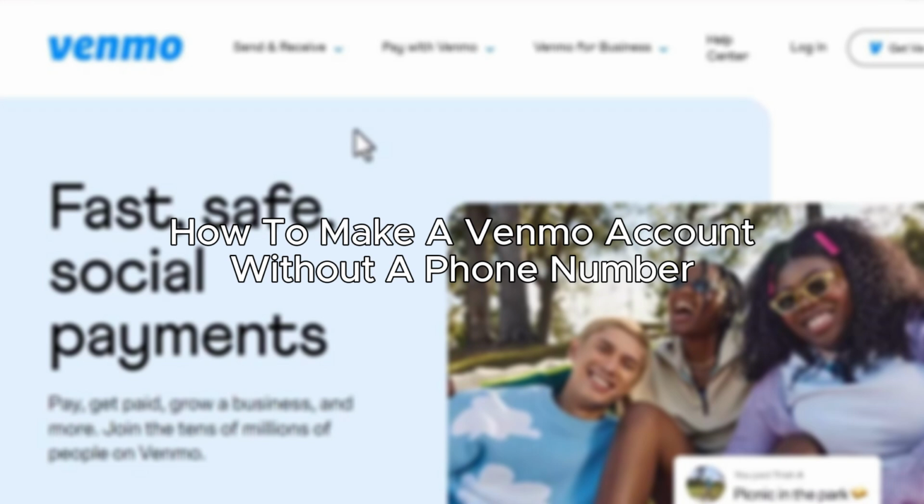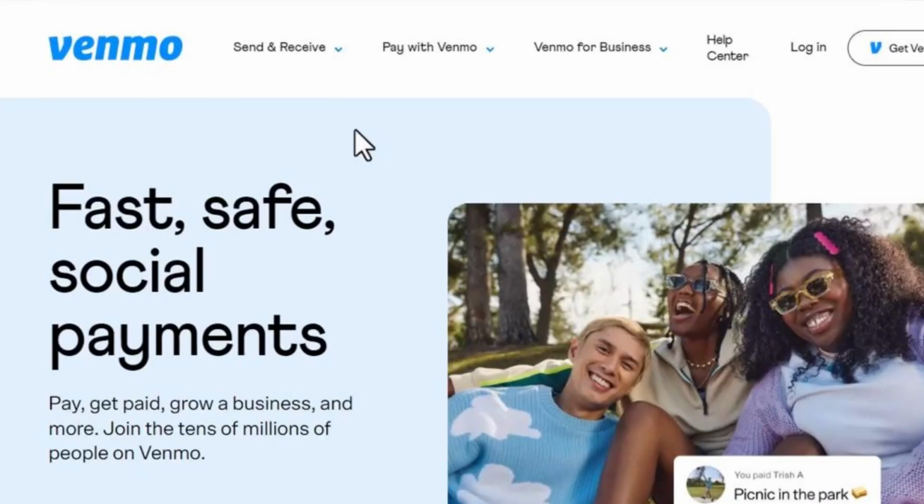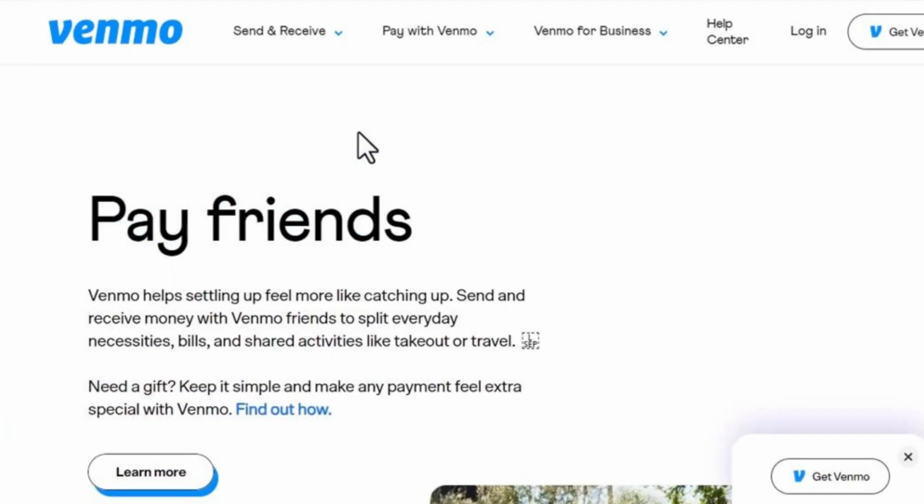So let's get started. Venmo is like a digital wallet on your phone. Venmo also uses phone numbers as a primary identifier for different accounts. It is a good way to link to your identity, and it also ensures your security. It also makes you dependent on having your phone.